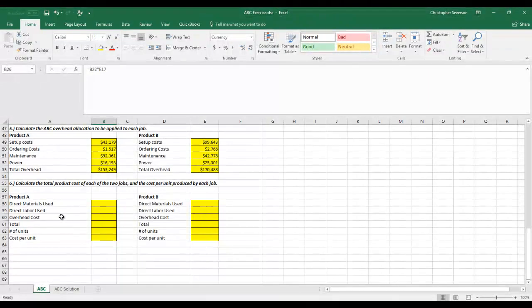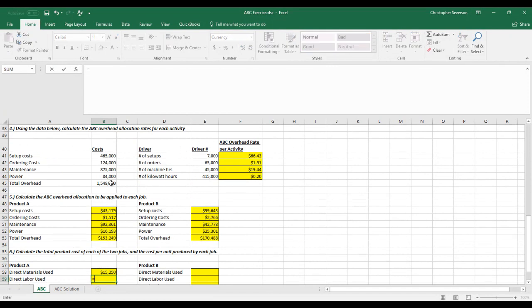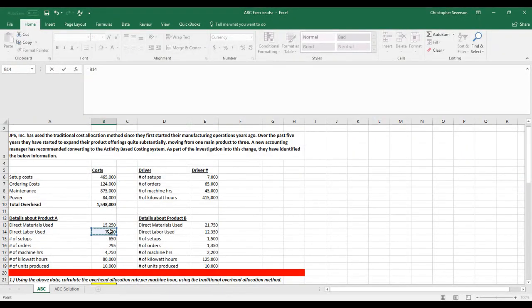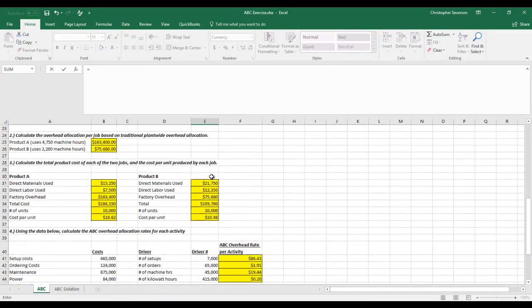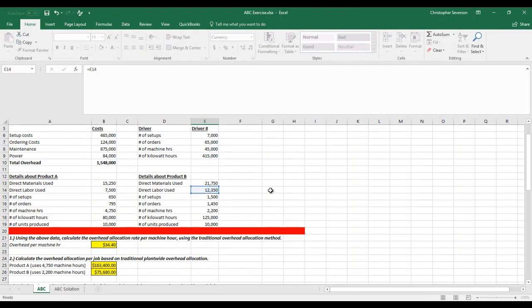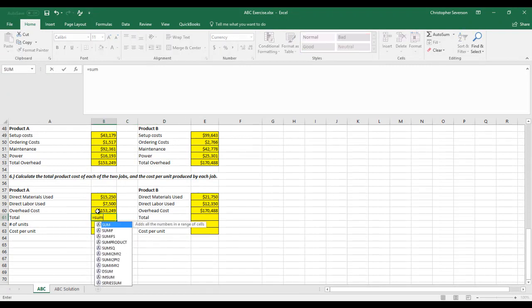Now finally we're going to calculate the total product cost of each of the two jobs and then the cost per unit under activity-based costing. So again, we have to grab the direct materials and labor, just like we did before. Same numbers. The activity-based costing method doesn't change that. I'm going to grab these first for both products, just going right back up to the original chart to grab that information. Now we need the total overhead costs for product A and product B under ABC. We've just calculated the subtotal up here, so let's just grab that, link to it. Again, we're going to add up our three product costs.